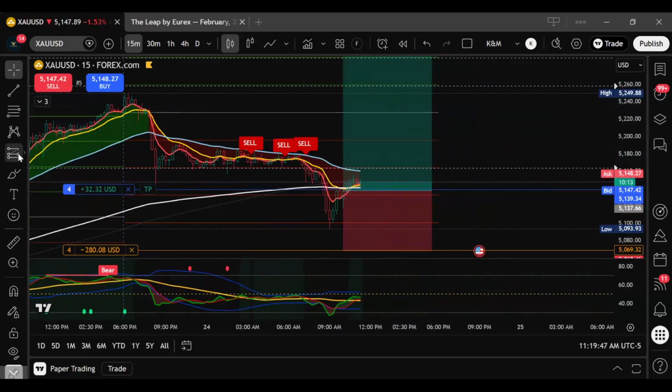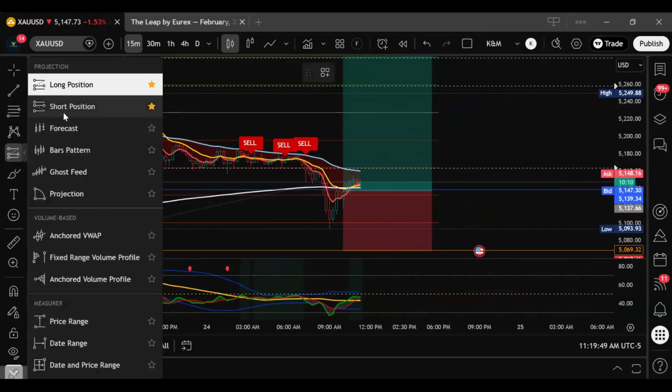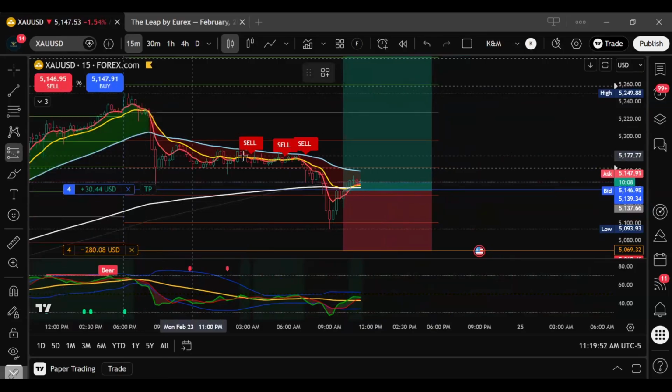I'm gonna do the short. I've been doing the long. I'm gonna go use the short position. That's for the sales. Let's say you took these sales off the scanner.